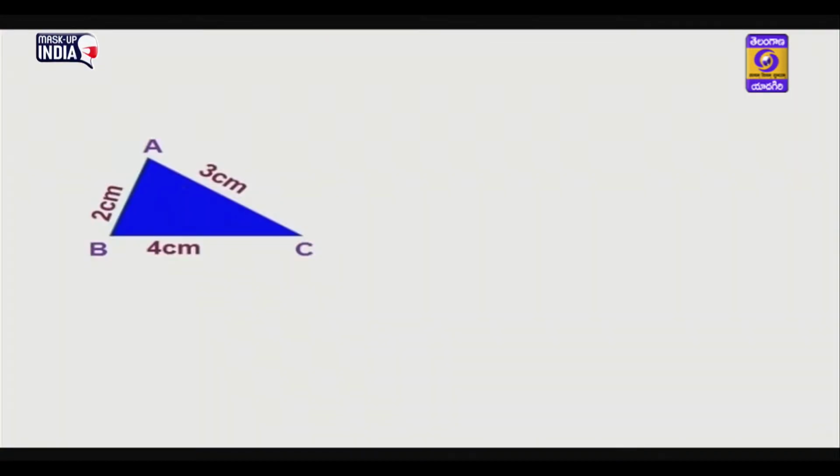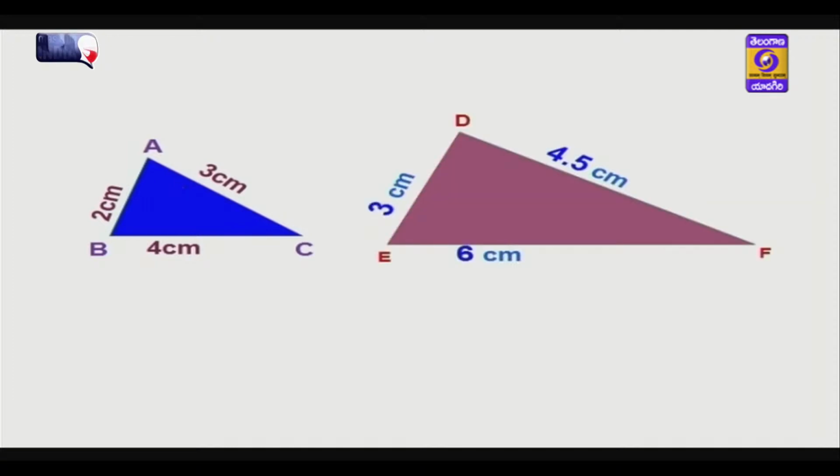Now, coming back to our triangle, children, just observe the triangle ABC. You can see the measures. AB is 2 centimeters, BC is 4 centimeters and AC is 3 centimeters. Now, observe one more triangle, triangle DEF. You can see that the measurements of the sides of the triangle DEF are also given. DE is 3 centimeters, EF is 6 centimeters and DF is given as 4.5 centimeters.